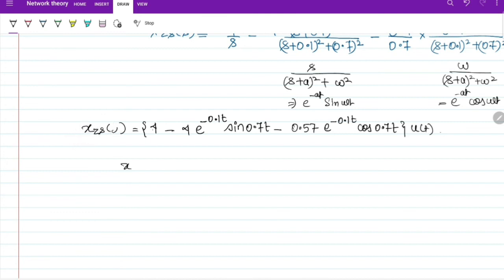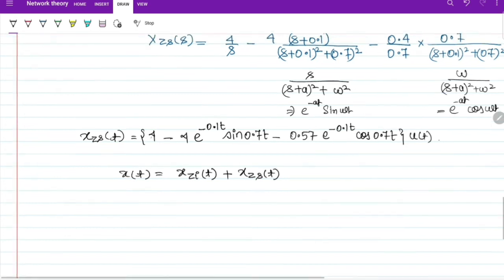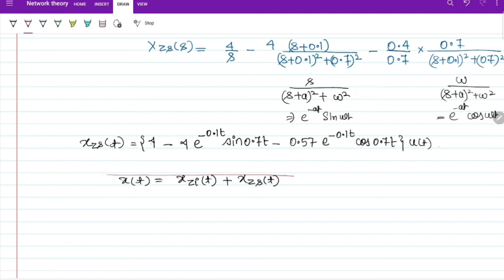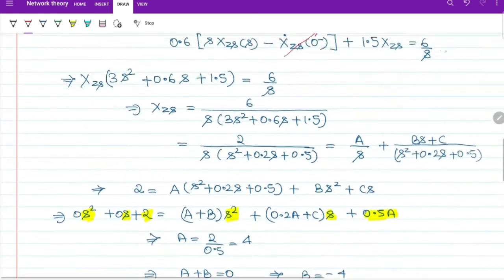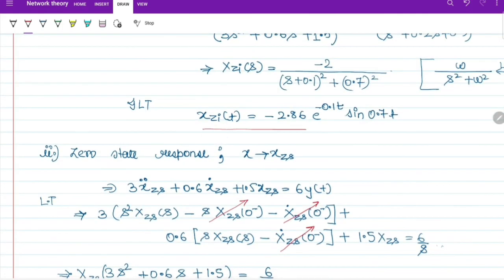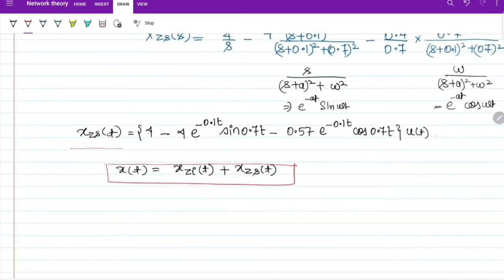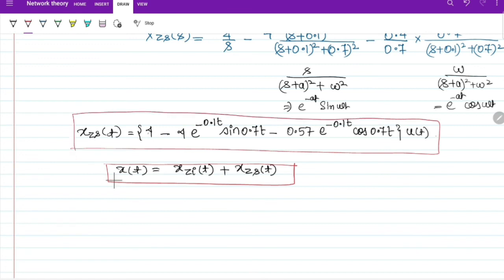This should be x zs of t. So what is x of t? x of t will be the summation of the zero input response plus the zero state response. So we got the zero input response from here and the zero state response from this equation. If you add these, you will get the final solution.